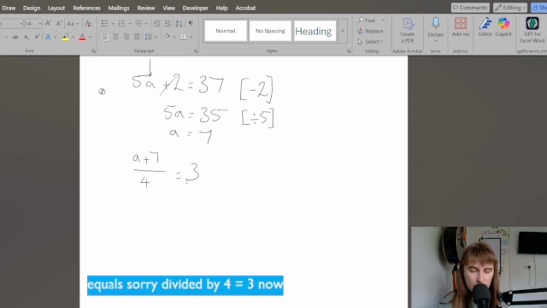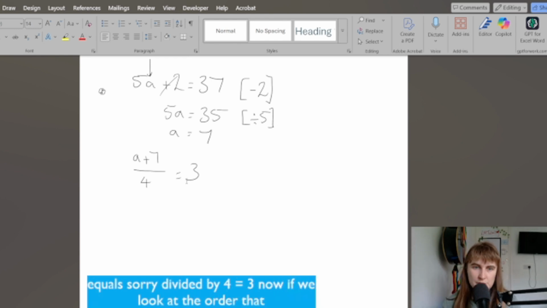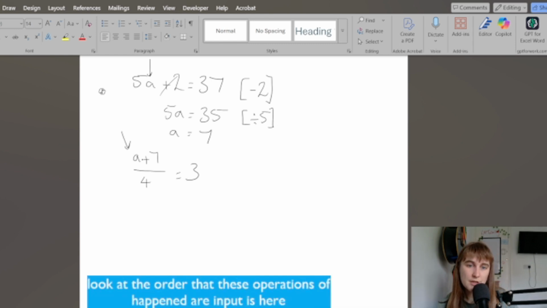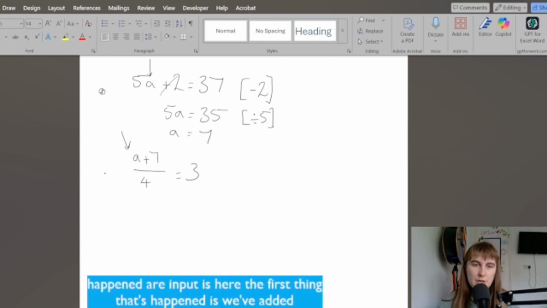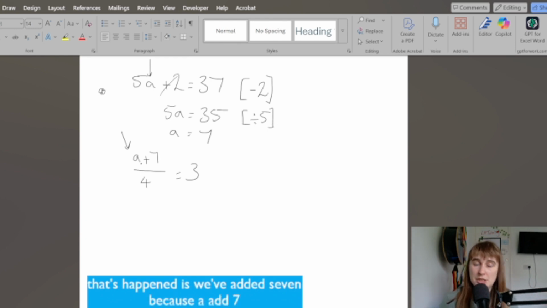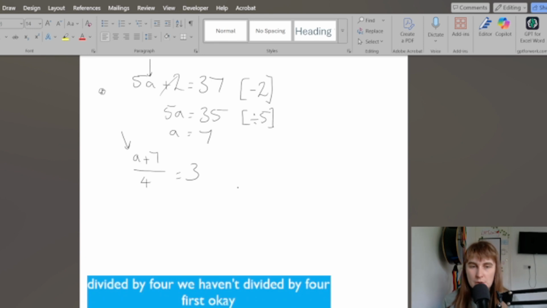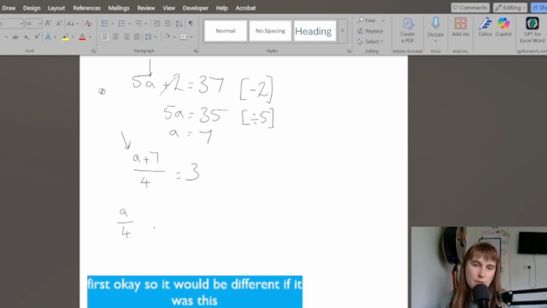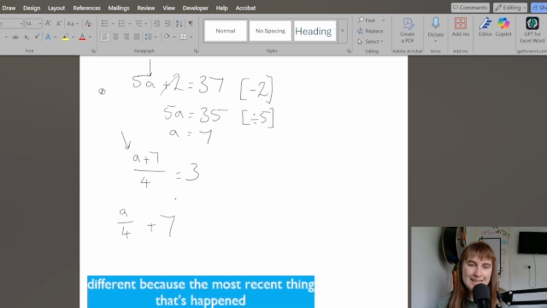Now, if we look at the order that these operations have happened, our input is here. The first thing that's happened is we've added 7, because a plus 7 together is actually being divided by 4. We haven't divided it by 4 first, okay? So it would be different if it was a over 4 plus 7. That's different because the most recent thing that's happened is the adding 7.